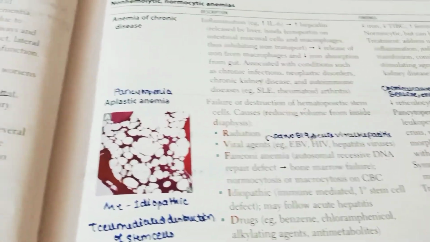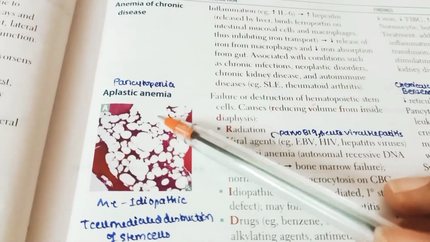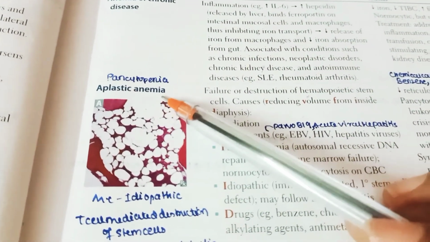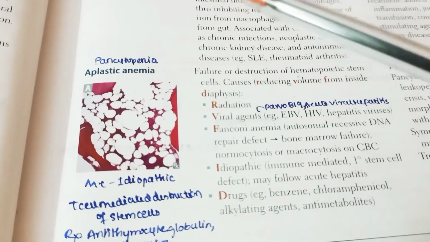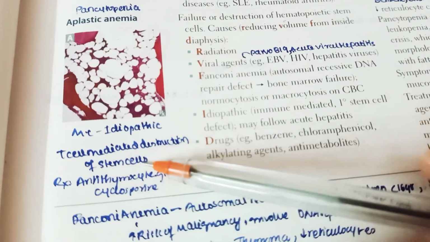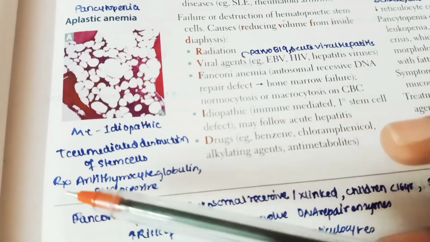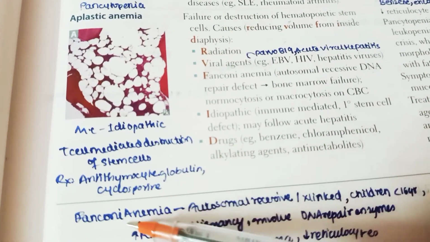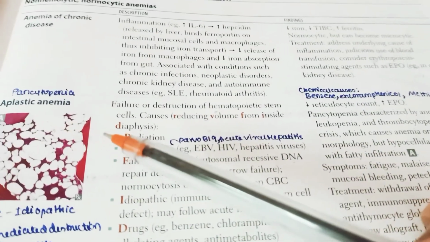Now coming to the aplastic anemia. Actually, aplastic anemia is pancytopenia, that is all type of cells are gone, like RBC, WBC, platelets, everything. It is most commonly idiopathic. It is T cell mediated destruction of stem cells. Treatment is anti-thymocyte globulin, cyclosporin. So let us see what is going on here.